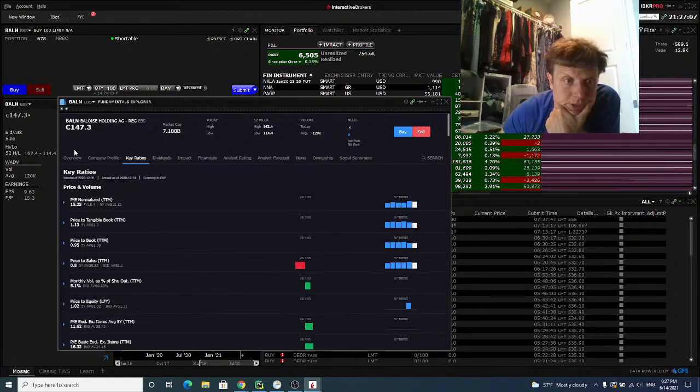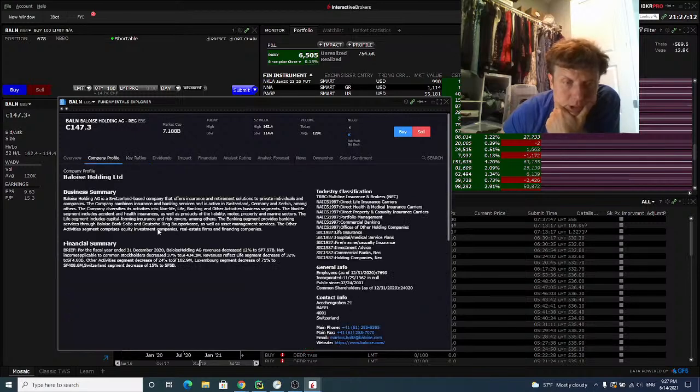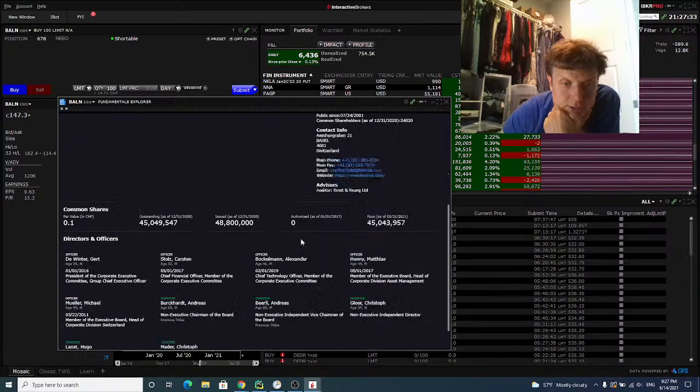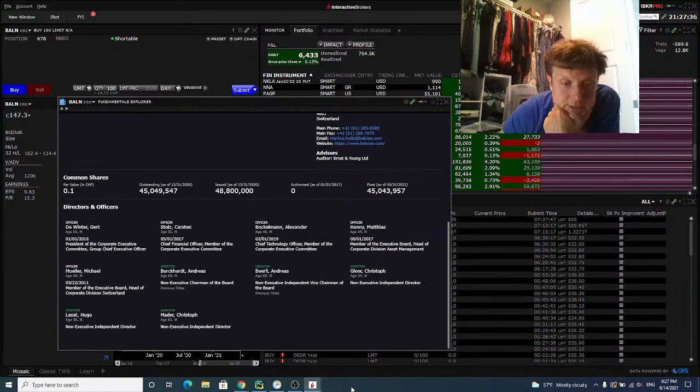$7 billion company. 15, 0.8. Switzerland-based holding company offering insurance and retirement solutions. Oh, I don't really know what that means, to be honest with you. So it's a Switzerland-based company, though. One of my questions is, am I going to be able to keep exposure to Switzerland after this if I sell? Now, most of these usually would sell in CHF, which is the currency in Switzerland.